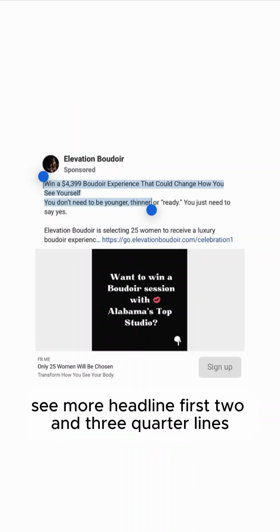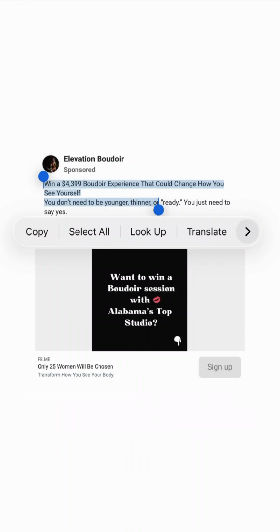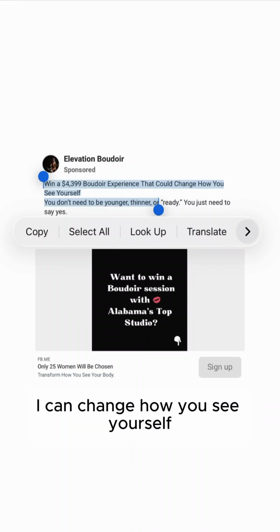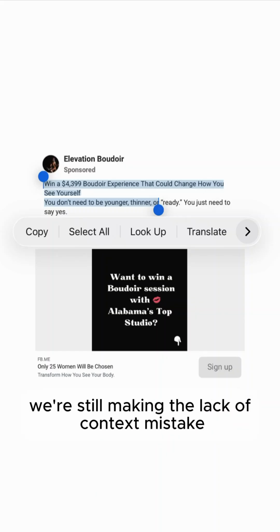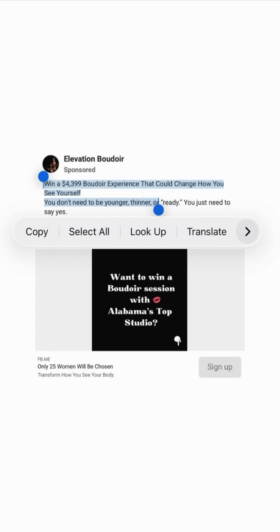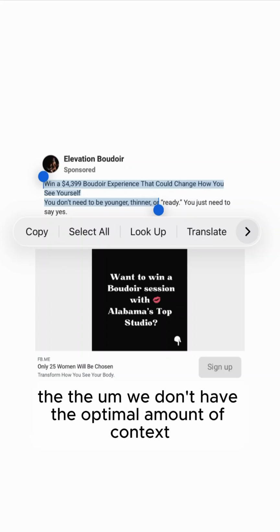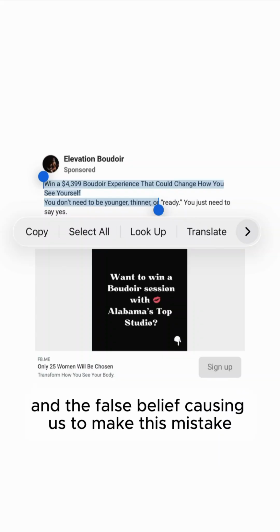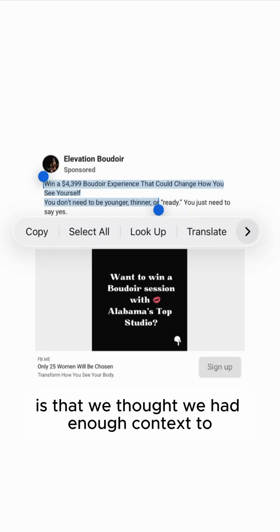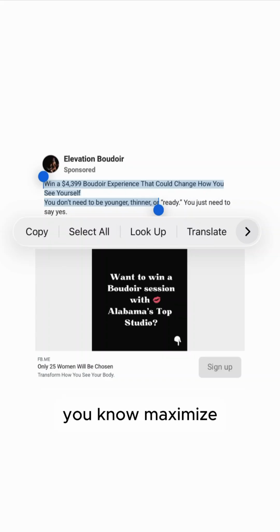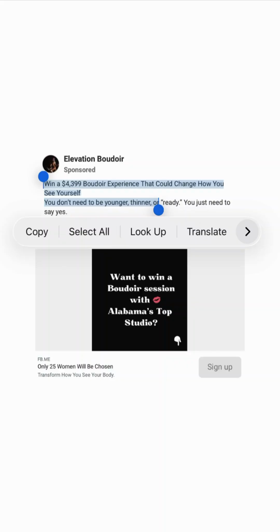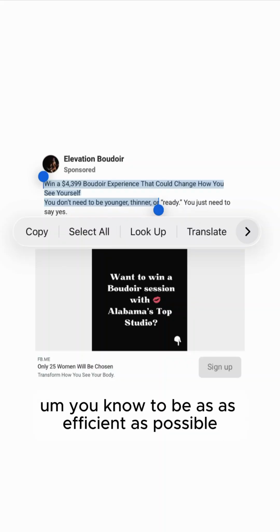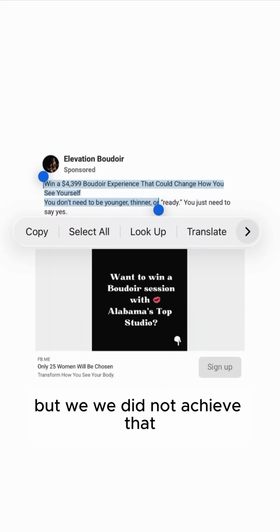Finally, we've got the "see more" headline, first 2 3/4 lines, Facebook mobile news feed. "A $43.99 Boudoir experience, I could change how you see yourself. You don't need to be younger than it." All right, so we got a few pieces of context here, but we're still making the lack of context mistake. We don't have the optimum amount of context, and the false belief causing us to make this mistake is that we thought we had enough context to optimize the amount of women out of 100 that click somewhere on our ad, to be as efficient as possible, but we did not achieve that.